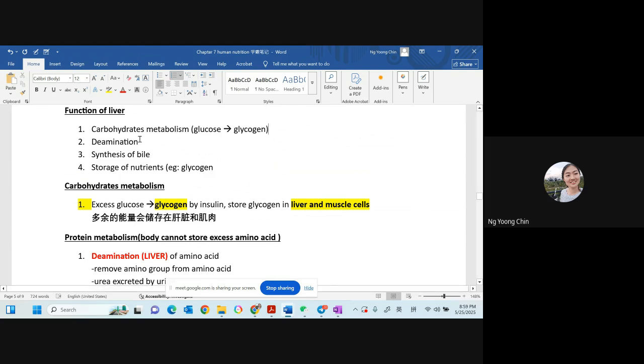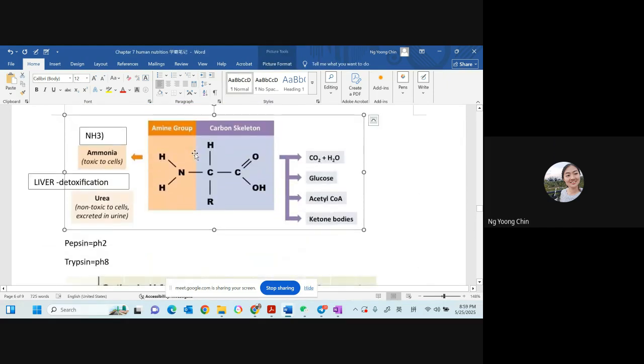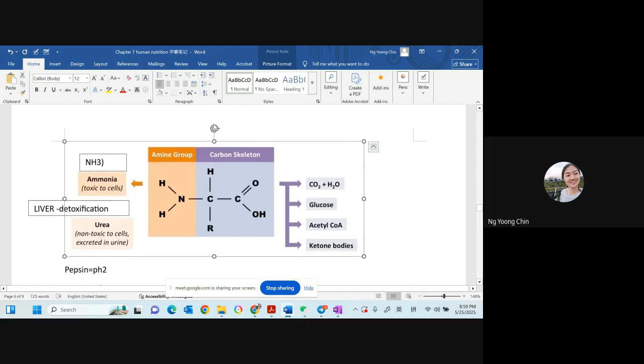Actually, they are able to do protein metabolism also. Deamination is an example of protein metabolism. So what is meant by deamination? Maybe we can have a look at this. Deamination involves the removal of the amine group. It's not amino group, it's an amine group, NH2. This is the amino acid structure. You can see the amino acid structure, with NH2 and the carboxyl group.